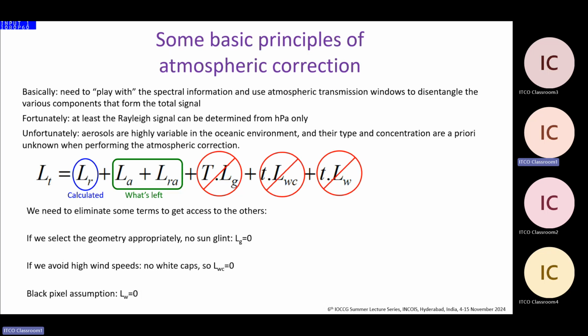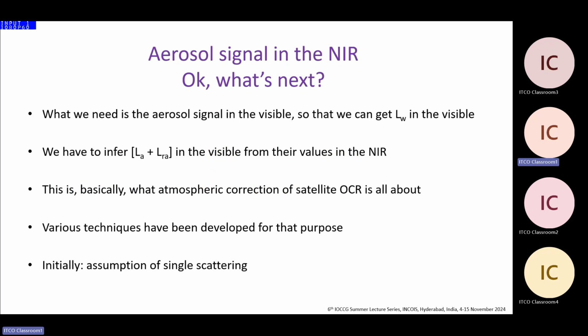But then, of course, you do this in the near infrared because that's where you don't have the LW. But that's not what you want, because what you want is to correct for the visible band, of course. So what we need is the aerosol signal in the visible so that we can get LW there. So what you have to do is to infer this aerosol signal in the visible from their values in the near infrared. So that's basically what the atmospheric correction is all about, and that's the critical step.